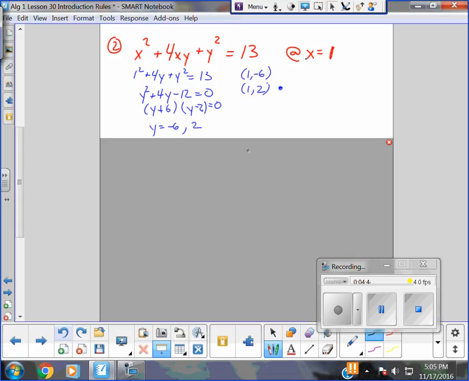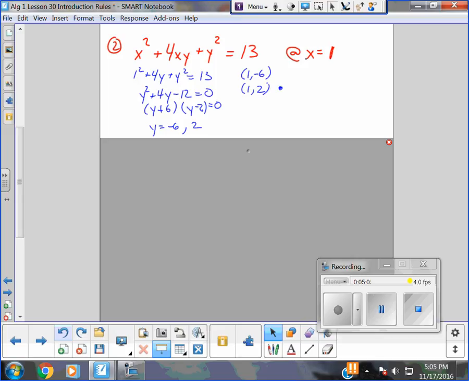And then I rearrange it, and I see that it factors. And that's wonderful, because then I find that there are 2 solutions for y, because it was y squared. So there are 2 points this time: (1, -6) and (1, 2). That means I'm going to have 2 tangent lines at x = 1, and they're going to be different slopes. So I have points now. Now I need slopes, which means I need a derivative.